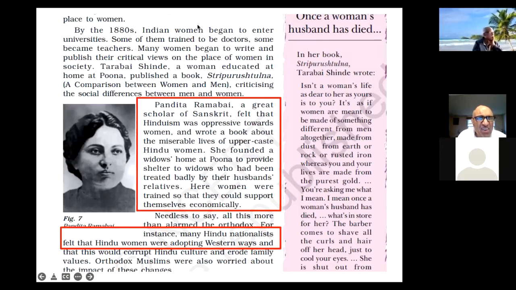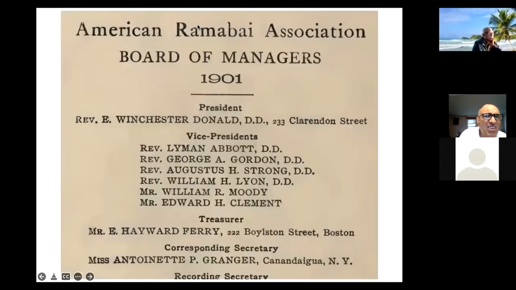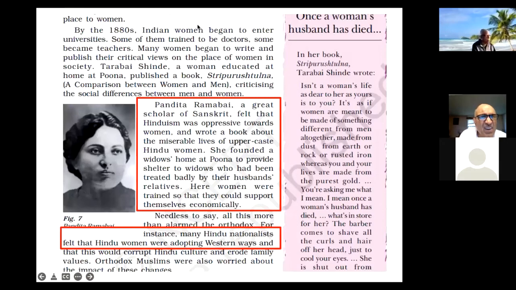And in CDS, I'll share it with you. Now, this Pandita Ramabai, this should give you some example that there was this particular trust which was created for Ramabai. Look at the board of managers. The president is Reverend E. Winchester. All the vice presidents are reverends. So that gives you a fair idea that she was actually a Christian stooge who is being taught over here as a social reformer. And now she has had a very painful story.